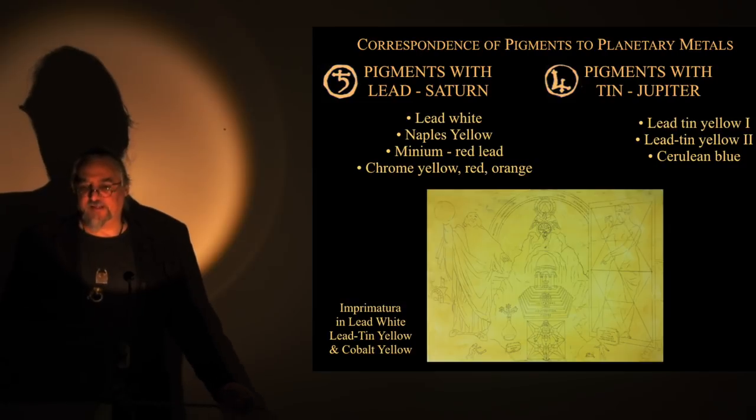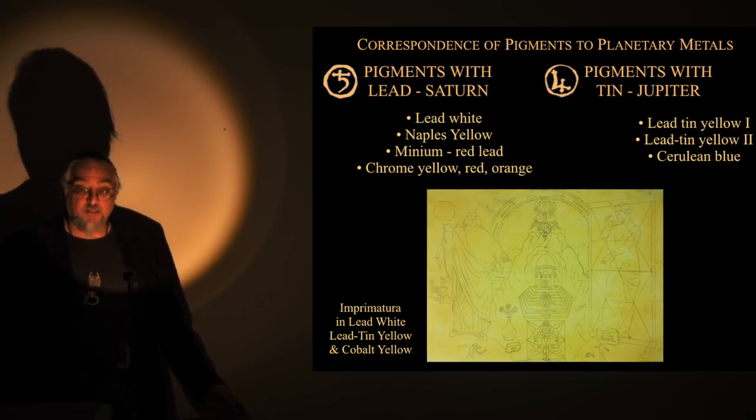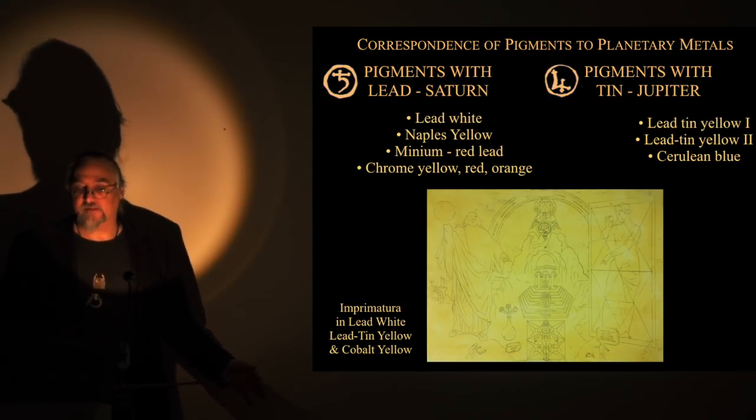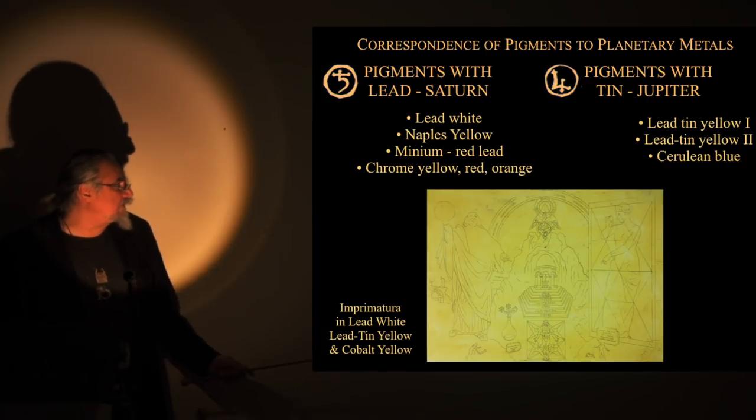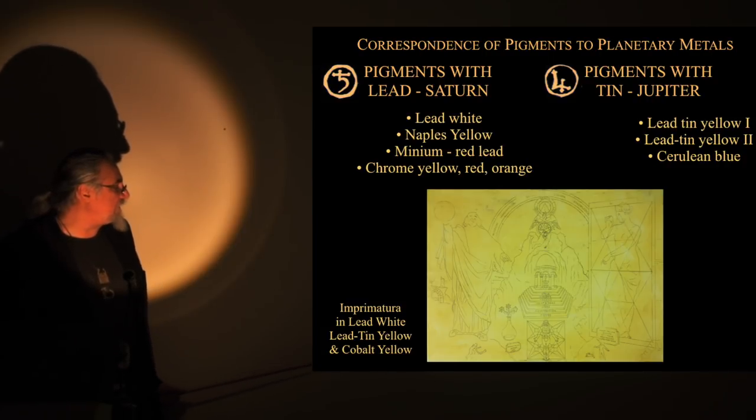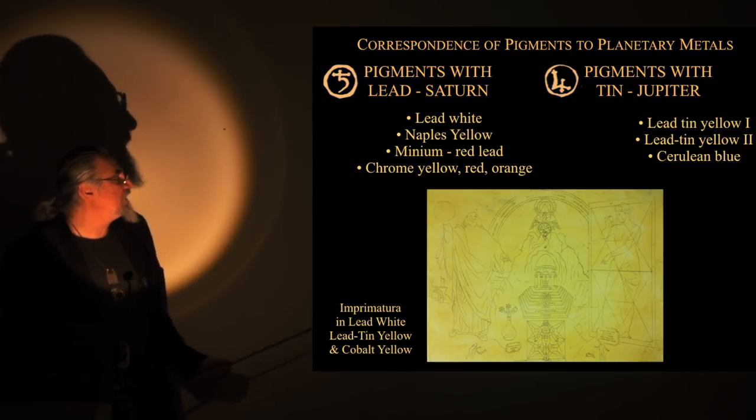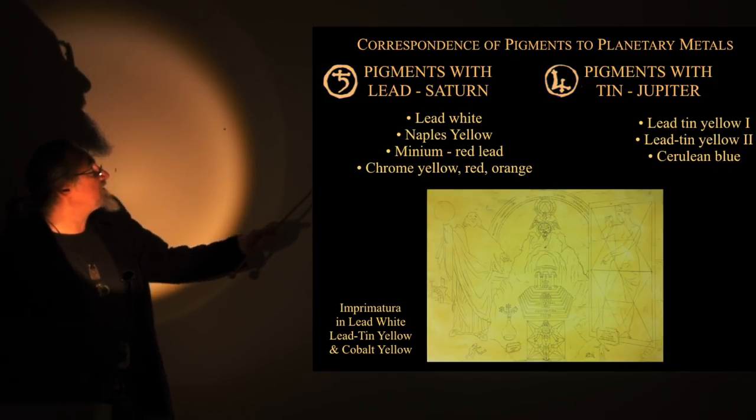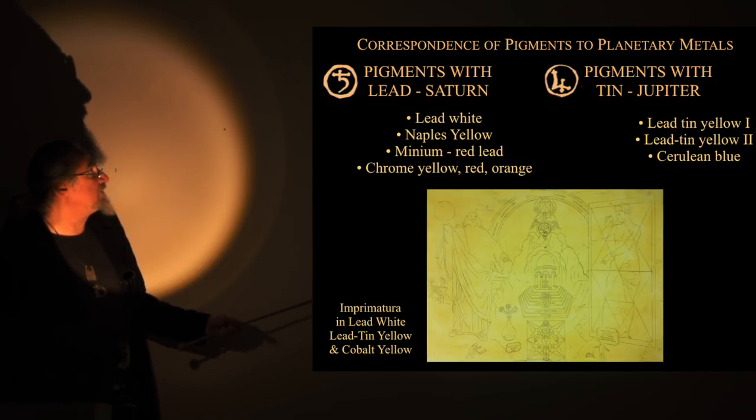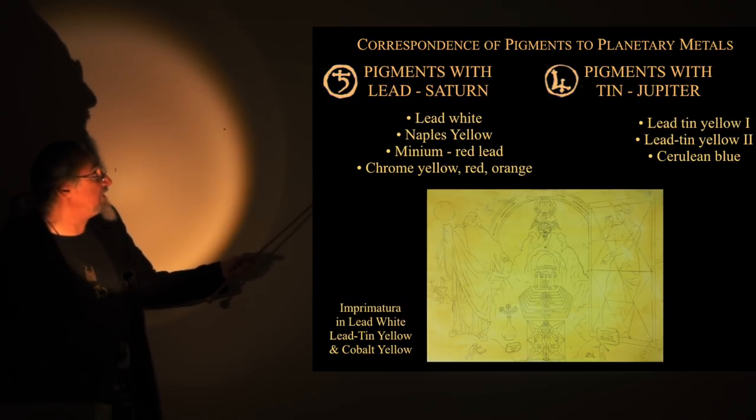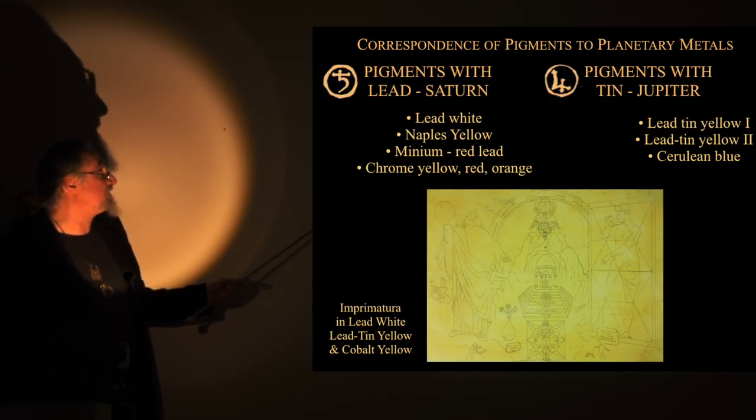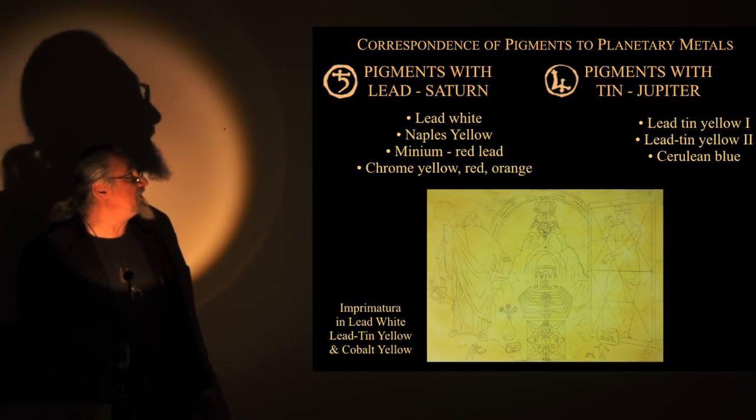Treating the canvas then as our alchemical vessel and wanting to use all of the planetary metals in the pigments, we began by creating an imprimatur in lead white, lead tin yellow, and cobalt yellow. And we did that because the lead white gives us the saturnine element in the painting. We could have used lead white, Naples yellow, I mean genuine Naples yellow here, minium, which is red lead, or if we could find it, we would have used chrome yellow, red or orange, but this particular pigment is very difficult to find these days.